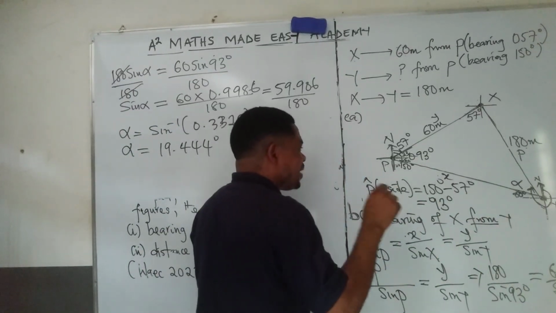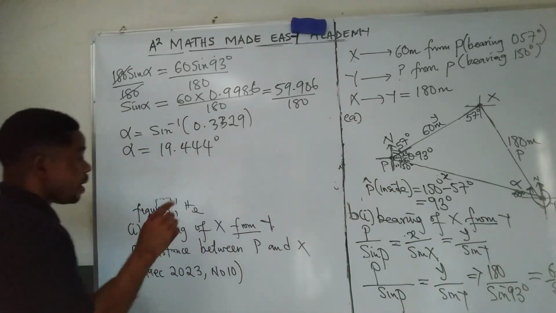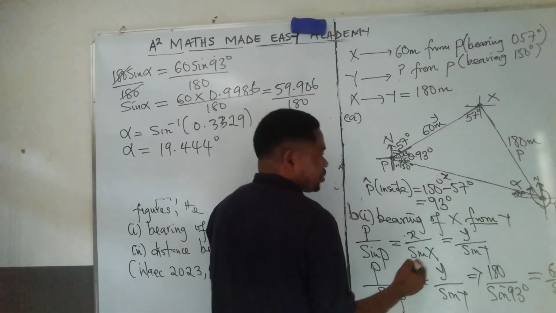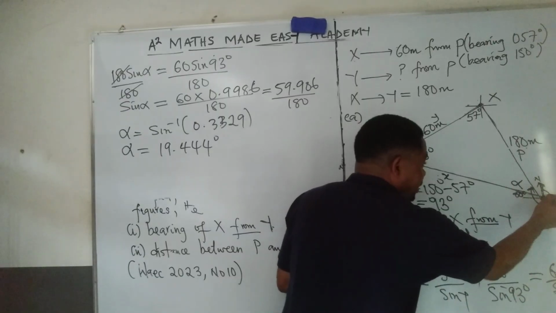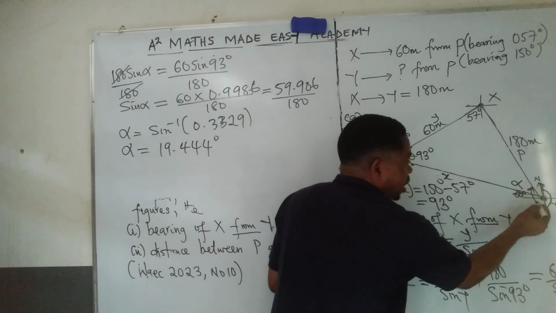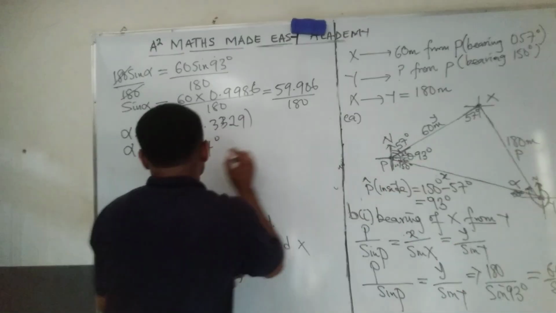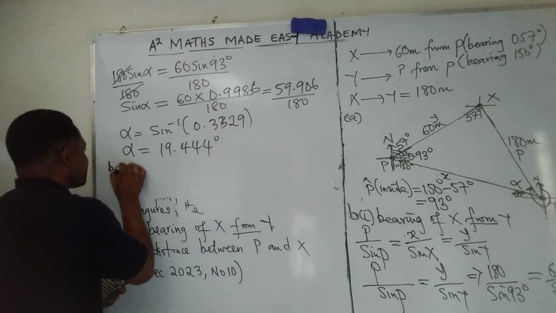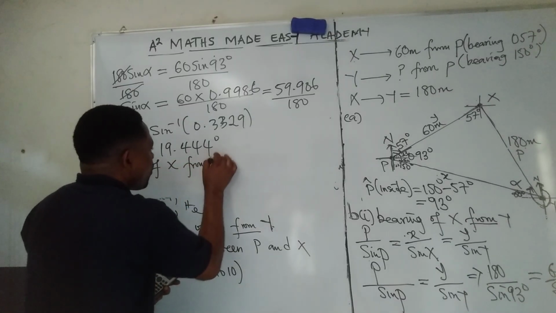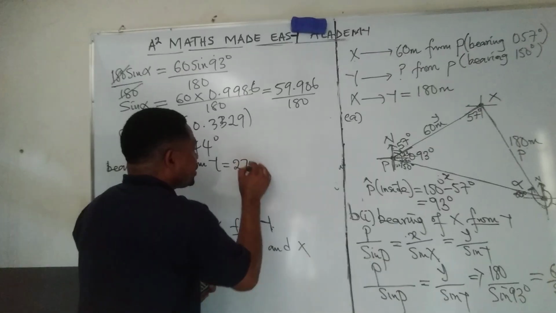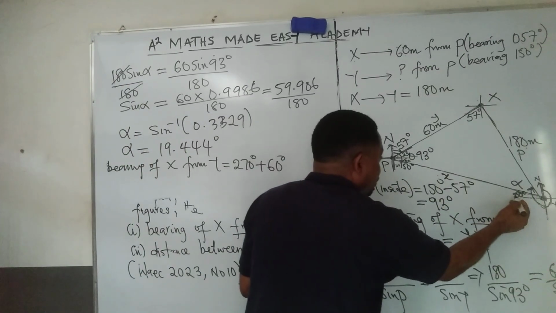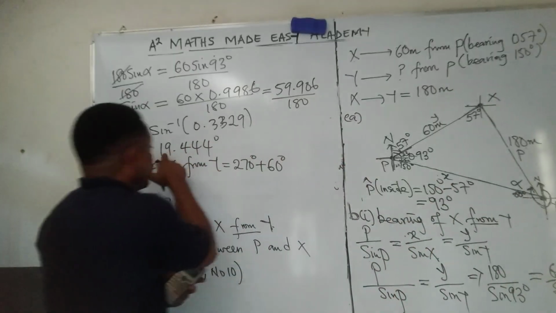Now remember that we are looking for the bearing of X from Y. Okay, now let's go back to the diagram. This is 90 degrees, this is 180 degrees, and this is 270 degrees. Then the answer, which is the bearing of X from Y, is 270 degrees that we know, plus 60 degrees, which is alternate to this, plus the alpha that we just solved.